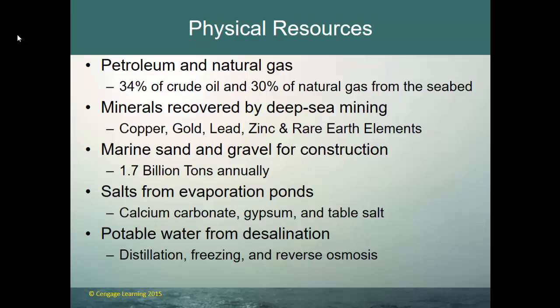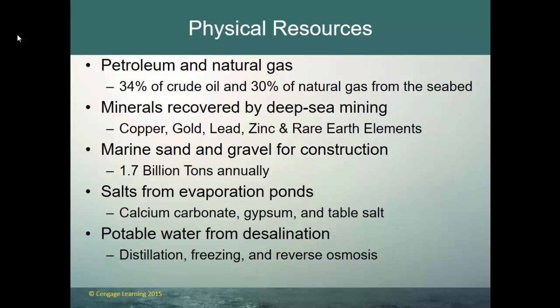So what are the physical resources from the ocean, whether they're renewable or non-renewable? You have petroleum and natural gas. Some 34% of crude oil and 30% of natural gas actually comes from the seabed. And as you saw in the illustration in the book, figure 15.3, oil and gas are not necessarily found in big hollow reservoirs, big lakes of oil or big pockets of gas, but they're actually within the pore spaces of a rock.